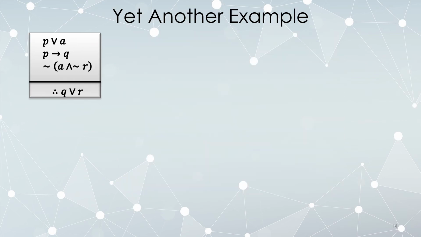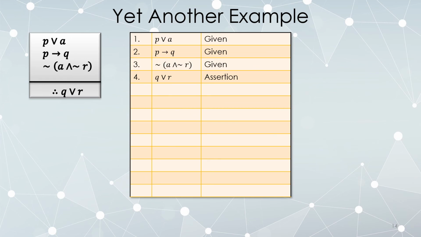Let's work through one more example of an indirect proof. Well, it's going to start much like the others have. Okay, we state our givens, and then we see our desired conclusion, which we put in as an assertion. This is always a totally legitimate way to start a 2-column proof of a rule of inference. State your givens, assert your desired conclusion.